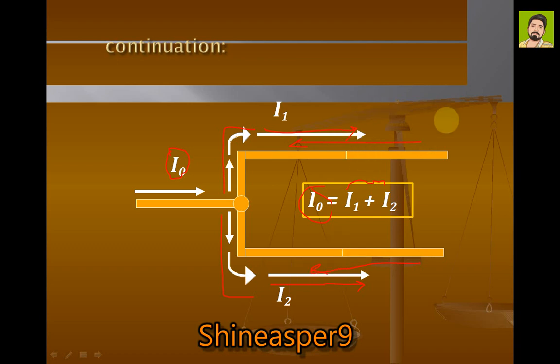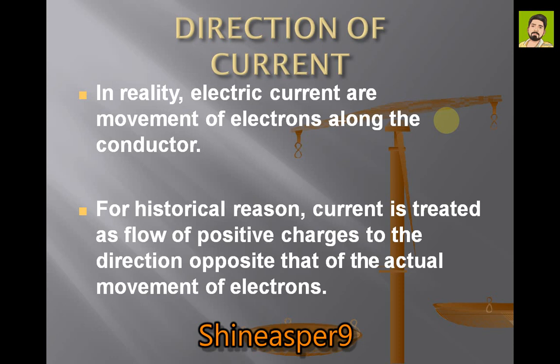Okay guys, move to the next slide. Direction of current. In reality, electric current is the movement of electrons along the conductor. Electrons are negatively charged. For historical reasons, current is treated as the flow of positive charges in the direction opposite to the actual movement of electrons.